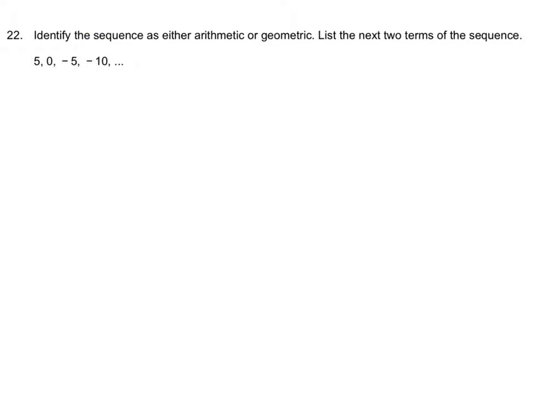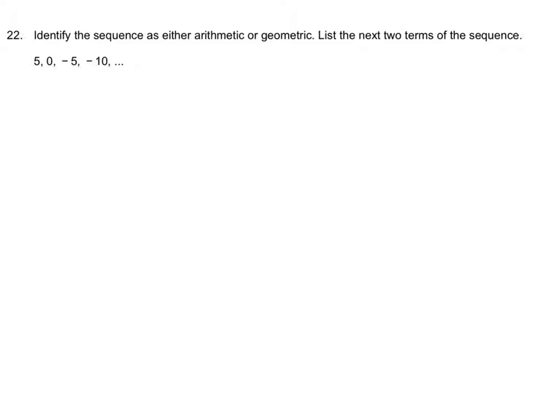Identify the sequence as either arithmetic or geometric. List the next two terms of the sequence. Here I have a sequence 5, 0, -5, and -10. We want to figure out what's being done to each term in order to get the next term.